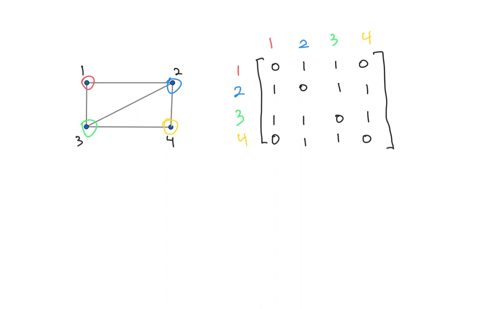Note that this means that the matrix is going to be symmetric, which means that when you take the transpose, you get the original matrix back. The reason why that's true is because if vertex I is adjacent to vertex J, then vertex J has to be adjacent to vertex I as well.